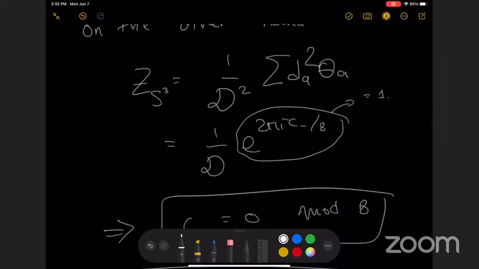Question. So yes. You said that you have a gapped boundary, so the partition function is 1. So why can't there be ground state degeneracy or something like that?